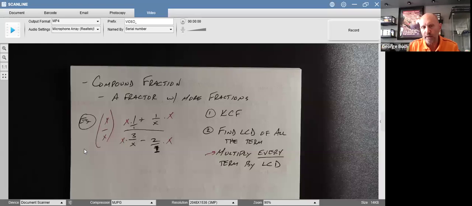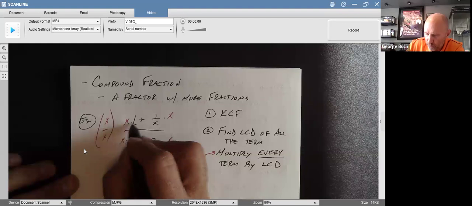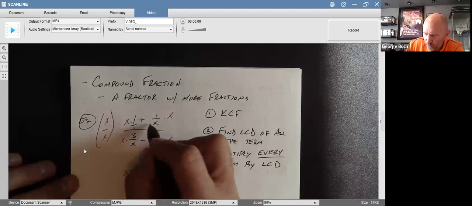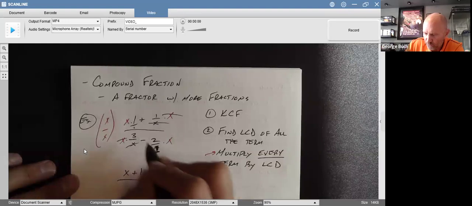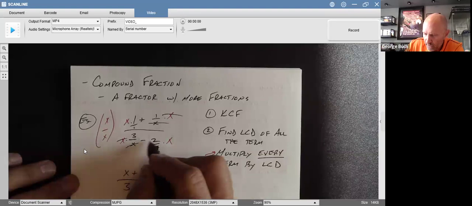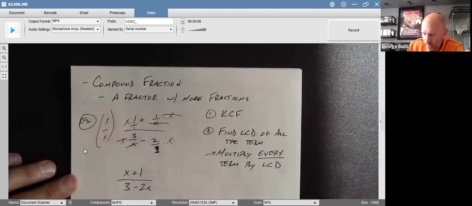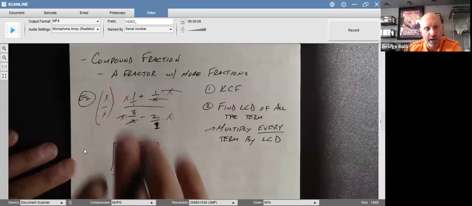Why we're able to do that is because essentially I have that numerator and denominator that's getting multiplied by everything. So when I do that, there's nothing to cancel out here. So I just have x times 1, which is x, plus here, this x cancels with that one. So I just have 1. Here, this x cancels with that one. I have 3. And then nothing cancels here. So it's minus 2 times x, which is 2x. And that's it. That is your answer. That is how you would simplify this compound fraction.